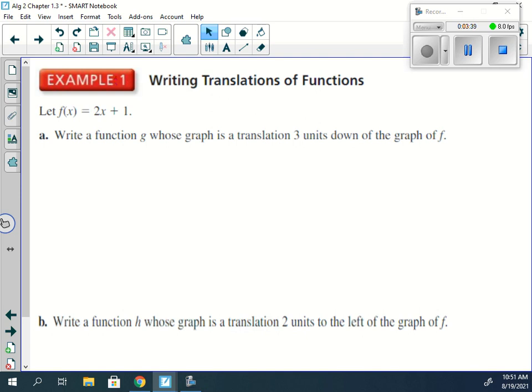So our first one here, let f of x equal 2x plus 1. Now the first thing we want to do is write a function g whose graph is a translation 3 units down of the graph of f. So when we say function g, we're talking about g of x. The main reason we use g of x, h of x, q of x, z of x is so that we can differentiate between the two functions. If I'm referencing a function g of x, we know that most likely it's not going to be 2x plus 1 because that is f of x. It's just a different way to name the function, so we can look at more than one at the same time without getting confused.